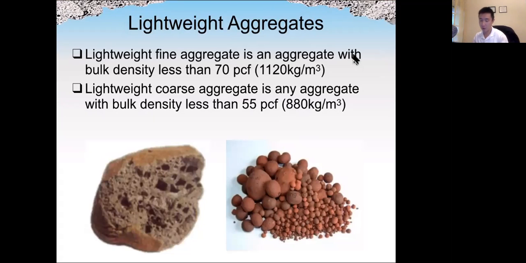Depending on the source of lightweight aggregate, for the sand, it has a bulk density less than 70 PCF. For coarse aggregate, the density is even lower, around 55 or less. Here we show a picture of manufactured lightweight coarse aggregate and sand. As we can see, most of them are spherical in shape.